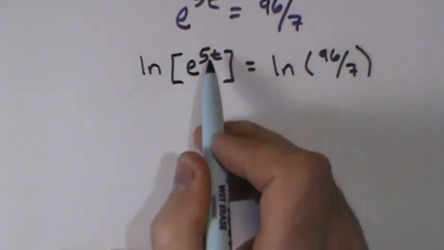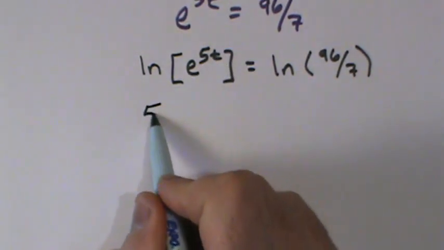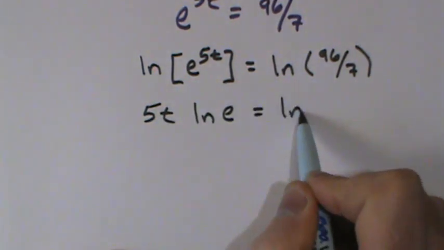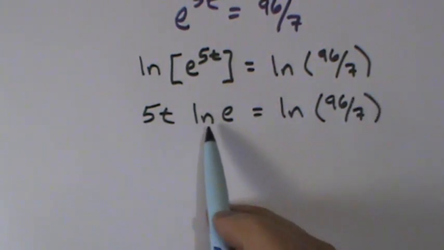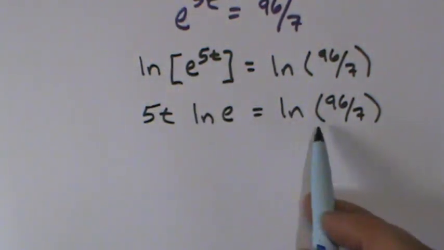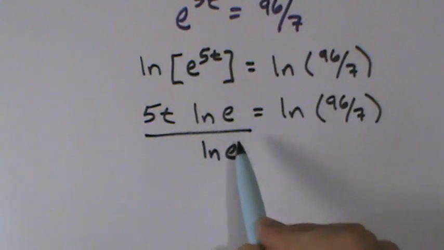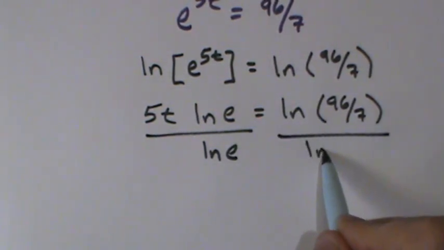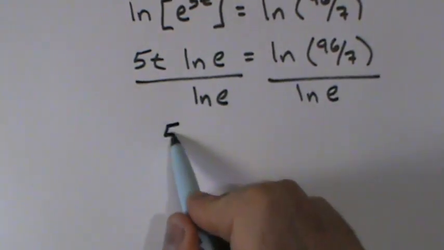You can do your power rule, argument to a power, and say this becomes a scalar. 5t ln of e equals ln 96 over 7. But my point is that e is raised to the first power. This just goes to 1. So if you go and divide this, it's going to give you the same result as if you just did natural log of 96 over 7. But I don't want to change our format, so we can do that, make you comfortable there.